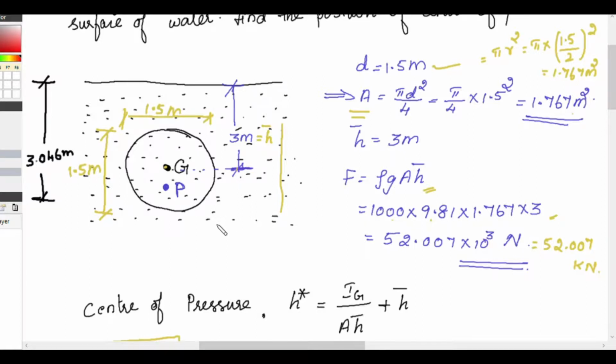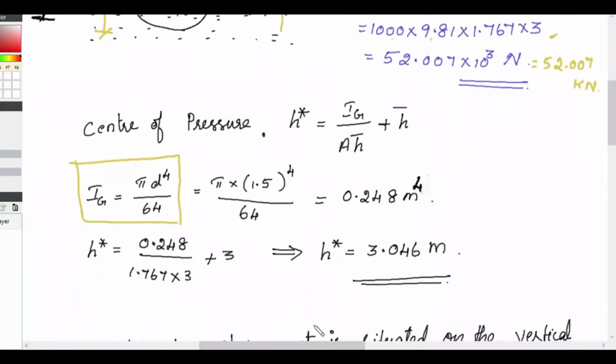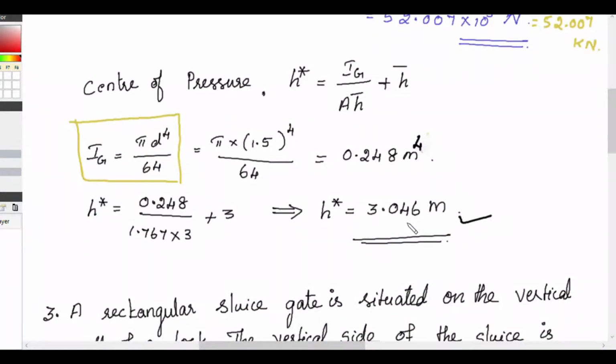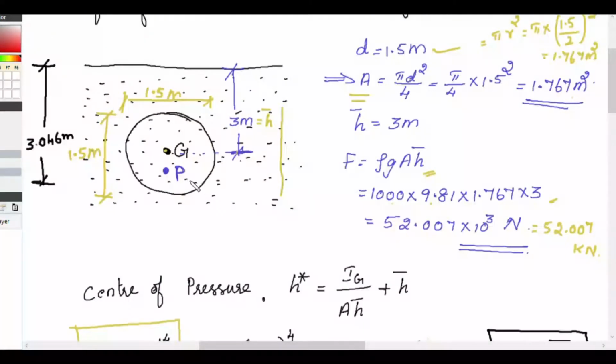What you have determined, this H star, is it right or not? This value will always be greater than H bar. H star will always be greater than H bar. So while solving the problem, always see whether your H star is greater than H bar, then your answer is correct. Here H bar is 3 meter, H star is 3.046 meter.